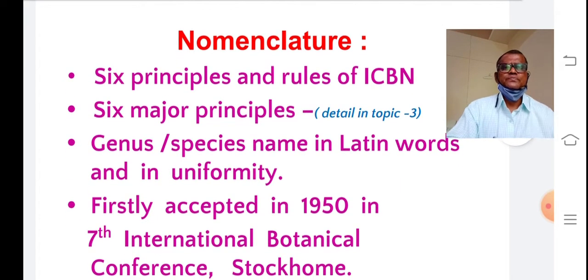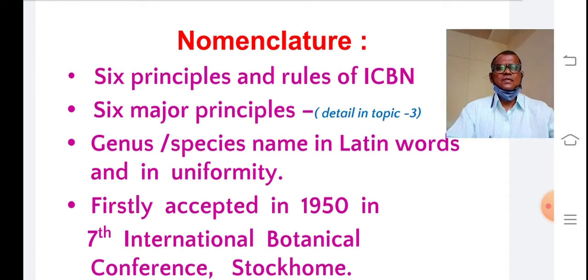Then nomenclature. Already we have seen this name. There are 6 principles and the rules of the ICBN. Already we have seen the long form of ICBN, International Code of Botanical Nomenclature. There are 6 major principles. We are going to see them in detail in topic number 3, the next topic. So here the genus or species name should be in Latin words and in uniformity, right?